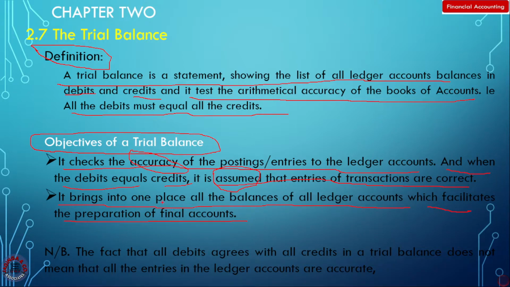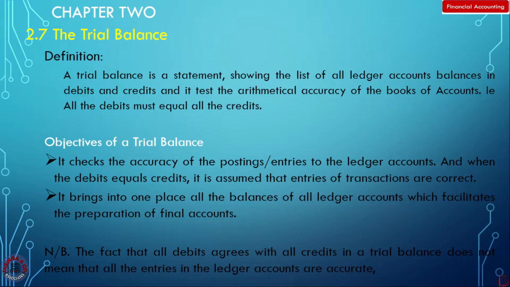When we talk about final accounts, we're talking about the financial statements like profit and loss, and the balance sheet. We have a statement of cash flow, and we also have the statement of changes in equity. So again, the fact that all debits agree with credits in a trial balance does not mean that all the entries of ledger accounts are correct. The trial balance can agree, both debits and credits could agree, but there still could be errors in the ledger accounts. So that's what we mean.